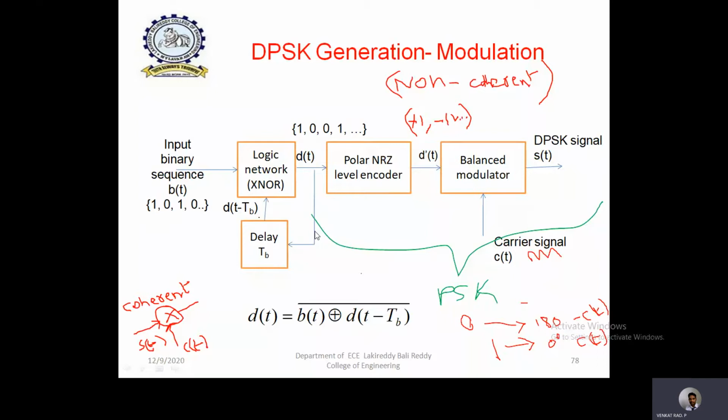XNOR is given as this Boolean representation. Both the input B of t and the delayed previous value D of t minus TB are first XORed, and then if you negate it, it becomes XNOR. Only after generating this differential data do we directly apply it to the PSK process, so that the two phase changes can easily be observed. Here I'm not going into detail on PSK because we have already discussed the PSK process and the PSK lab experiment also. So the same thing happens here. The only difference between DPSK and PSK is how to generate this differential data. That is the thing, right?